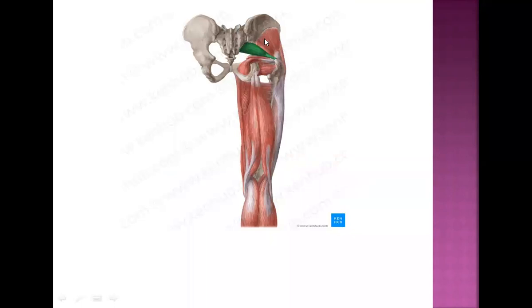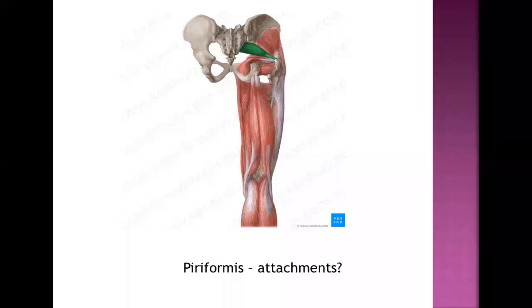So this is the key muscle of the gluteal region, which is the piriformis. Now you need to know what the attachments of piriformis are. Can anyone tell me the origin of piriformis muscle based on this diagram? Where is the piriformis muscle taking origin from? Yes, you can type the answer in the chat. Piriformis muscle takes origin from the pelvic surface of the sacrum.